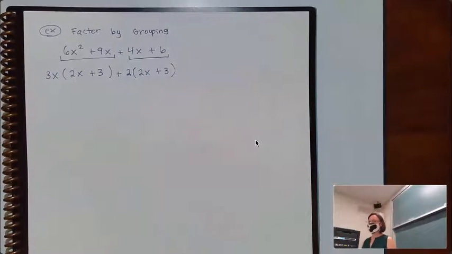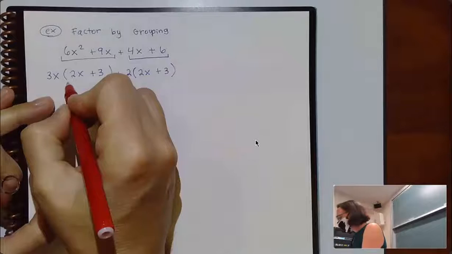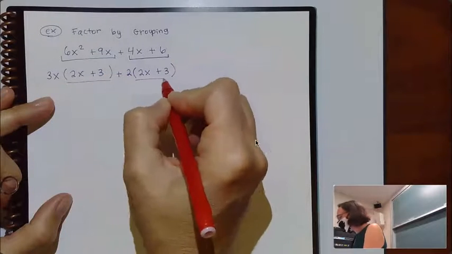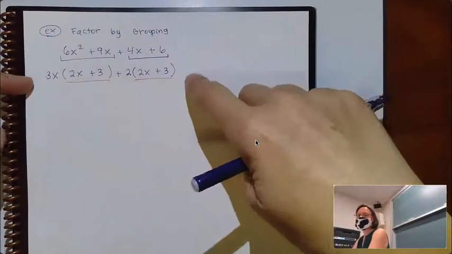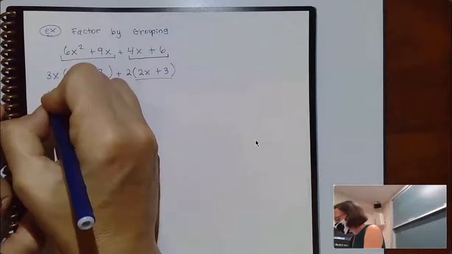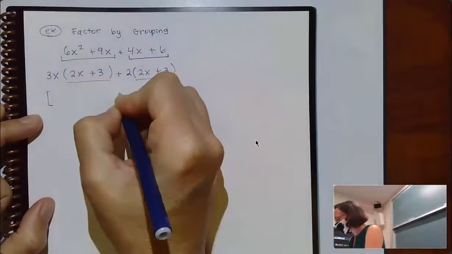So the idea behind factoring by grouping is that hopefully after you've pulled out that greatest common factor, you end up with a common factor between the 2 groups. So we factor in 2 steps. We group them, we factor from the groups, and then we factor the overall.